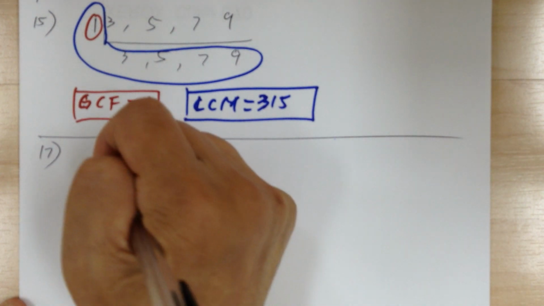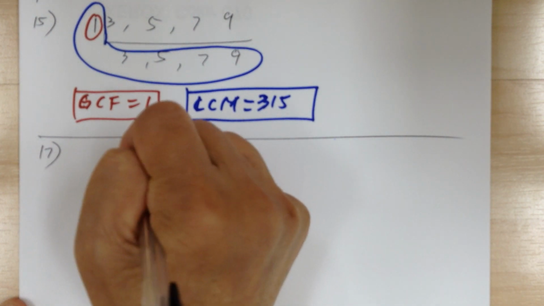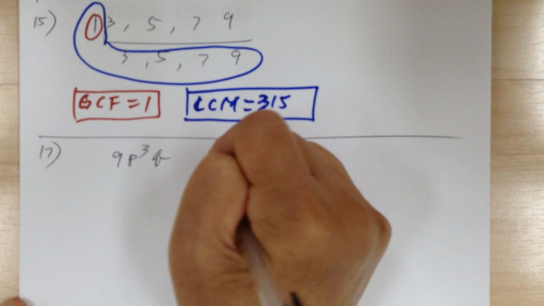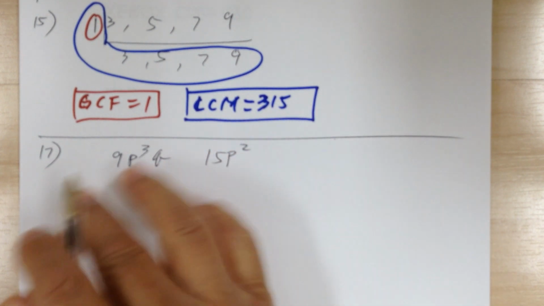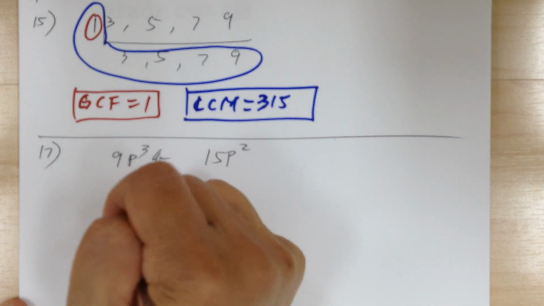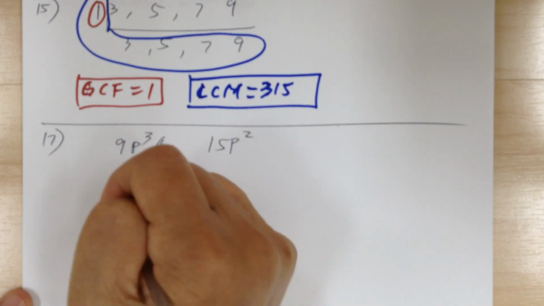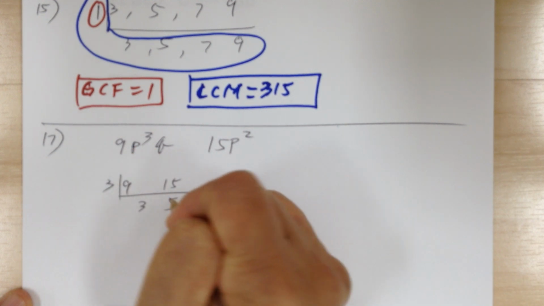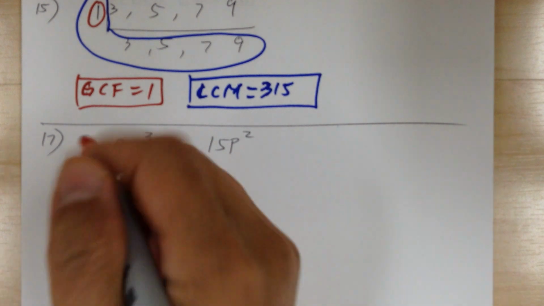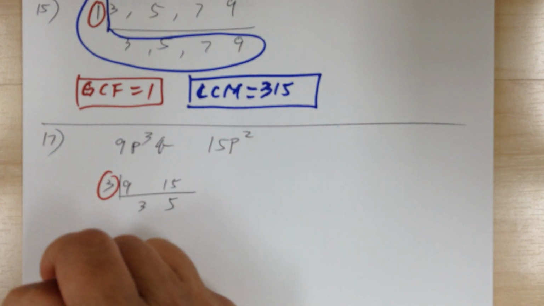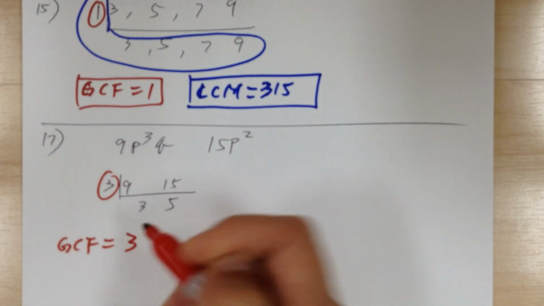Okay, so 17, you got 9p^3q and 15p^2. Again, when you're doing the GCF and LCM, don't worry about the variable yet. Let's just focus on the numbers. So you got 9 and 15. This can divide by 3, so it'd be 3 and 5, and that's it. So here's your GCF: the number equals 3.